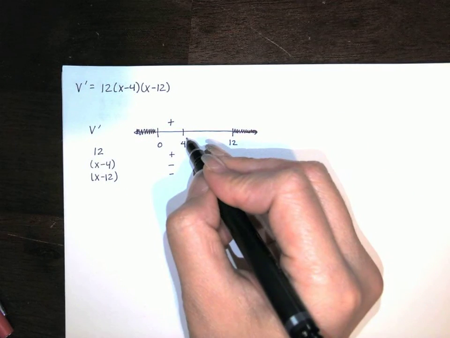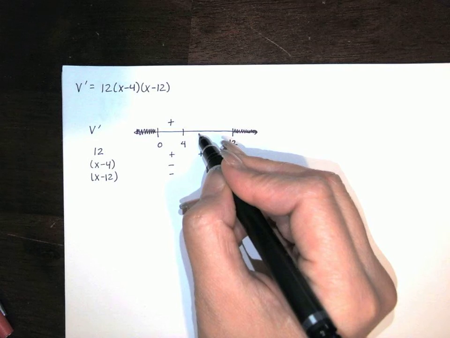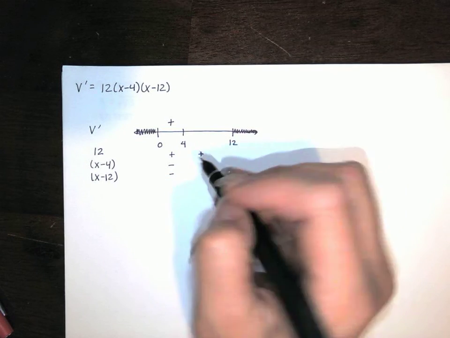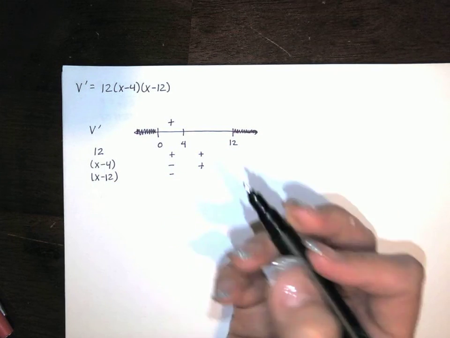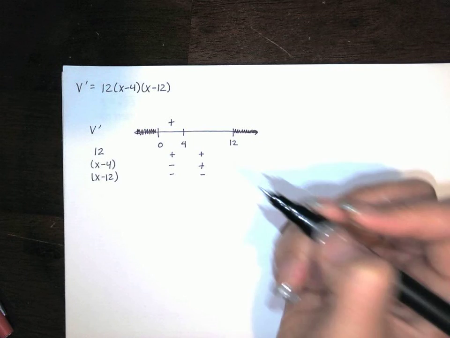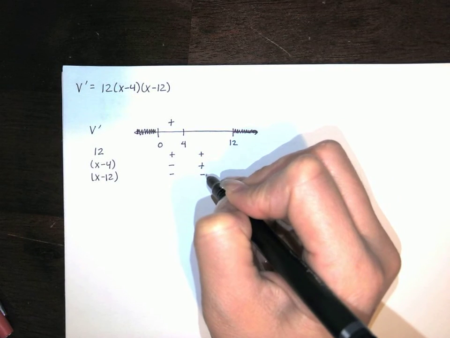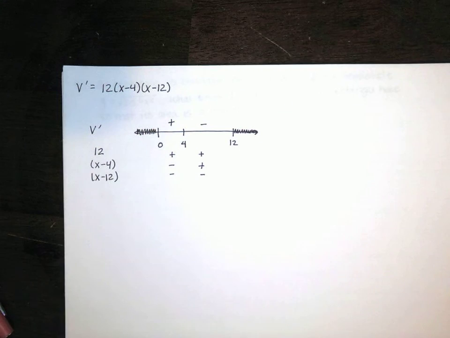Now, if x is between 4 and 12, let's say x is 5, we have 5 minus 4 is 1, that's positive. And if x is 5, 5 minus 12 is negative 7, so that's negative. So we have a positive times a negative, that's negative. So what does that tell us?